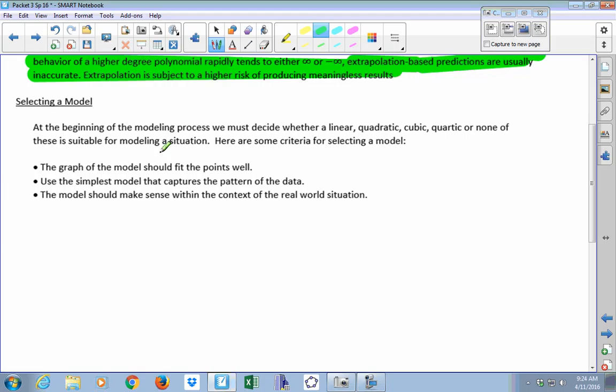These are just guidelines, folks. The graph of the model should fit the points well. Use the simplest model that captures the pattern of the data. Use the simplest. The model should make sense within the context of a real-world situation.